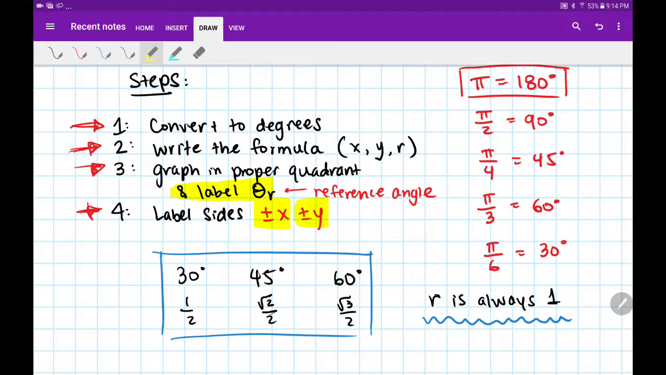Also, remember that when it comes to labeling our sides, this is for step 4. If it's across the 30 degrees, you're going to write 1/2. If the side is across 45, you'll write root 2 over 2. And finally, across the 60 degrees, we always write root 3 over 2. So these are our big three. And then, of course, r is always positive 1.